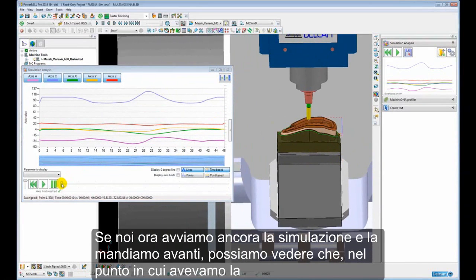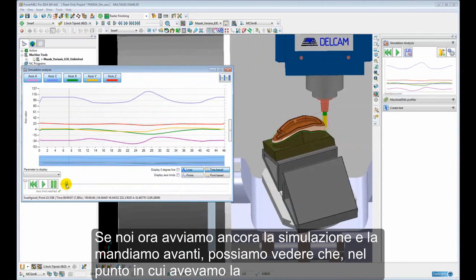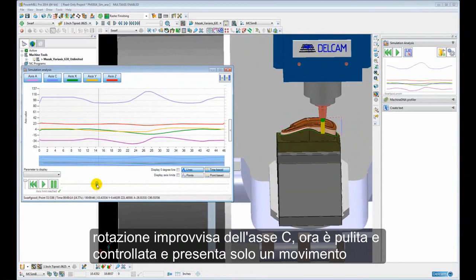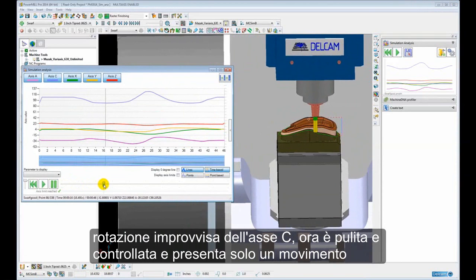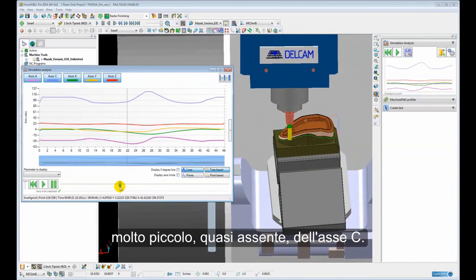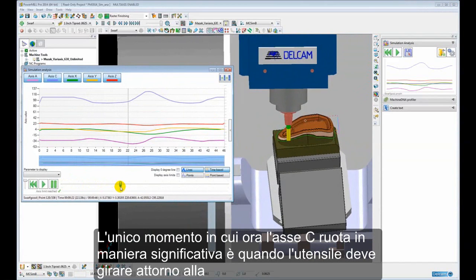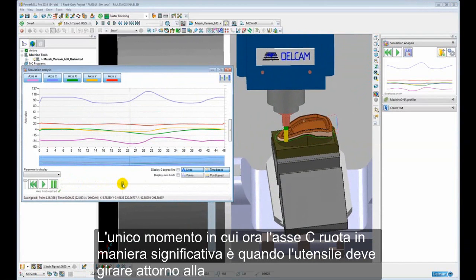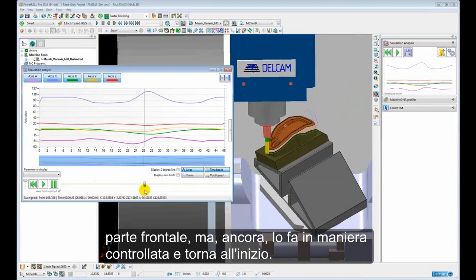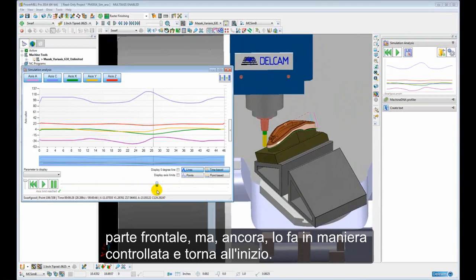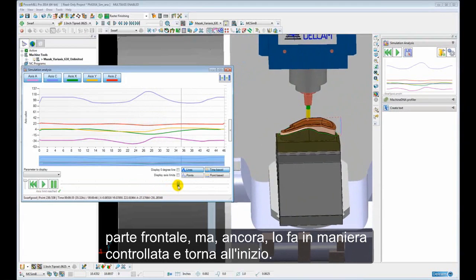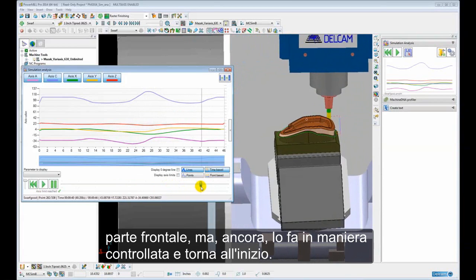So if we now just play the simulation again forward, we can see at the point where we had the sudden swing in the C-axis, it is now nice and controlled and there's very little or no movement in the C-axis. The only time the C-axis now is rotating a large amount is when the tool has to swing around the front, but again it's in a controlled manner. And back to the beginning.